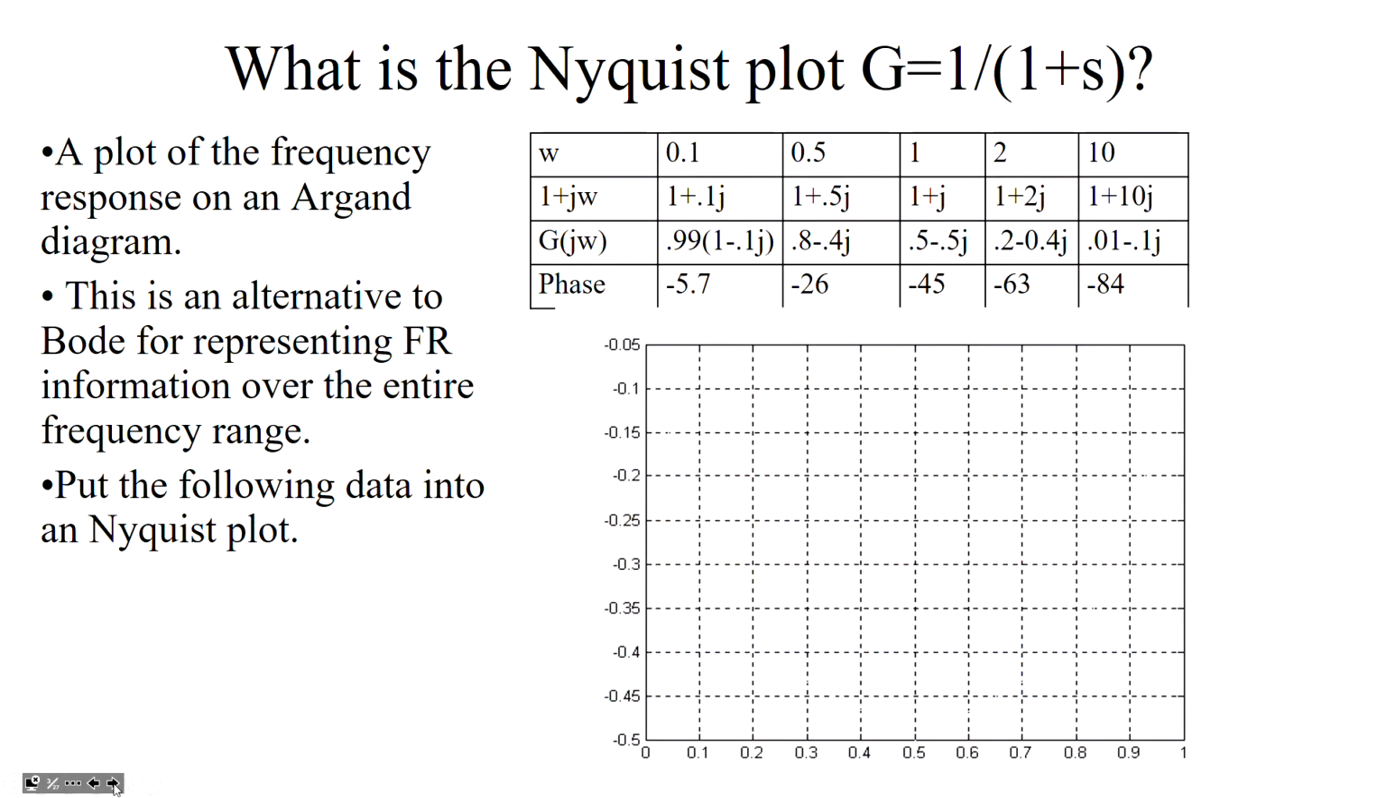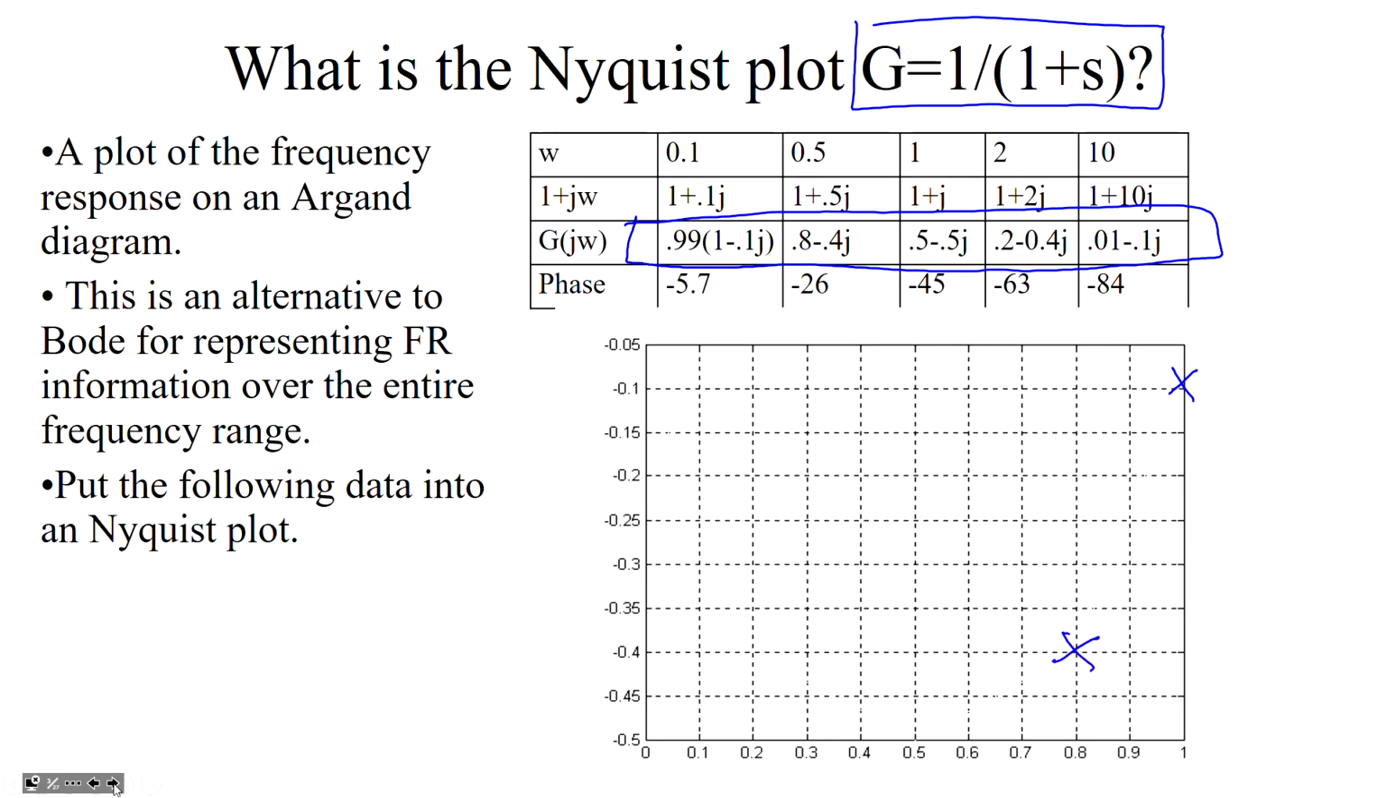Here's an example then. So you'll see I've taken a G of s, there it is, 1 over 1 plus s, and I've calculated here all the values of G of j omega at certain values of omega, and all I'm going to do is plot them in the graph. So we've got a point here, roughly 0.99 minus 0.1j, and then we've got 0.8 minus 0.4j, so that's going to be about there, and 0.5 minus 0.5j, that's going to be about there, 0.2 minus 0.4j, that's going to be about there, and 0.01 minus 0.1j, so that's going to be about there.